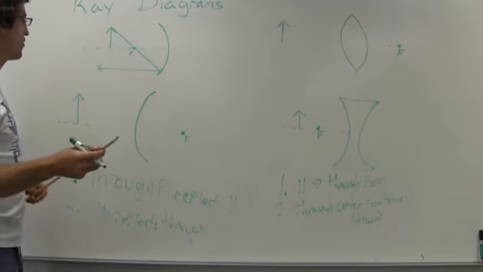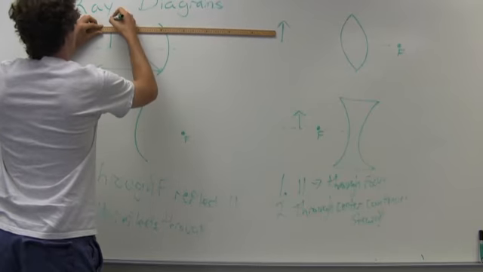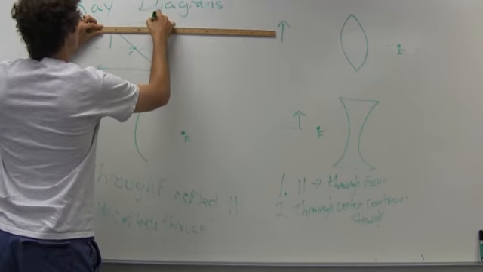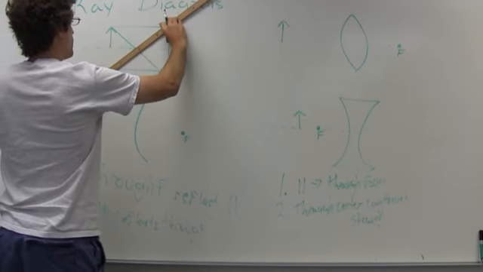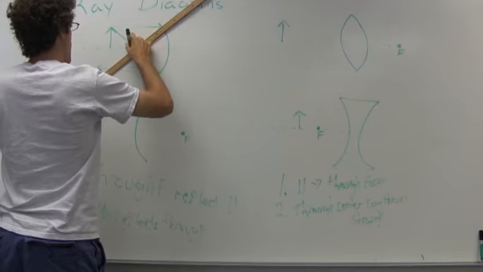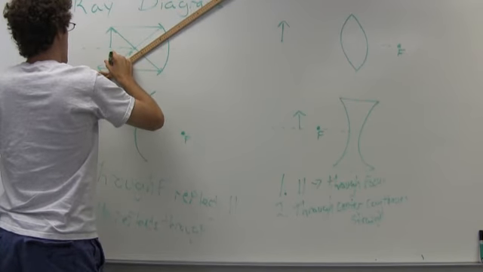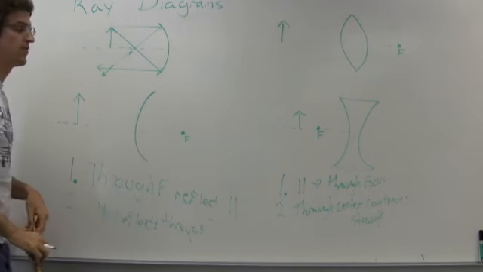And that's one path light can take from the tip of the image. The second one is parallel, reflects through the focus. So if we go parallel, then reflect through the focus just like that, we have two beams of light.